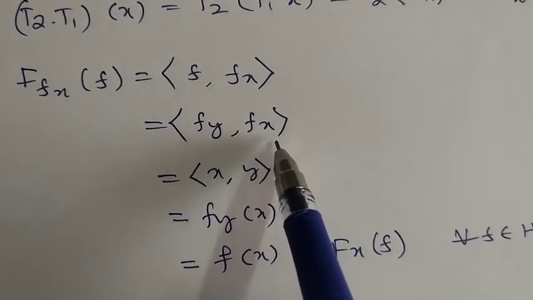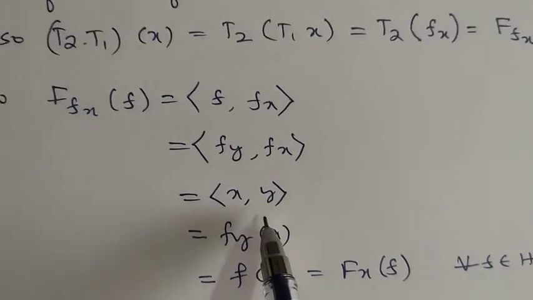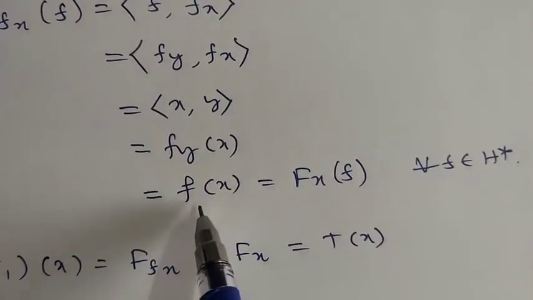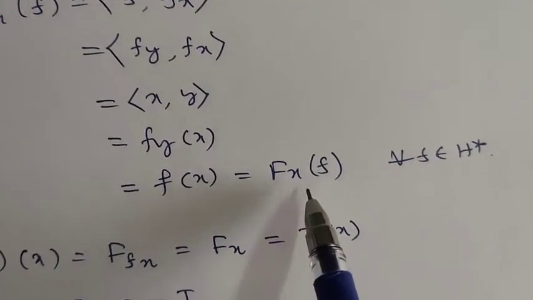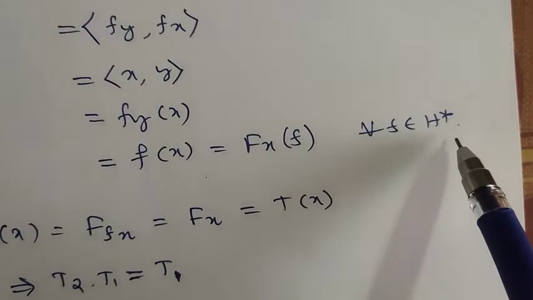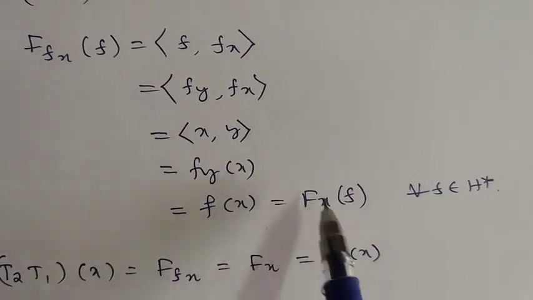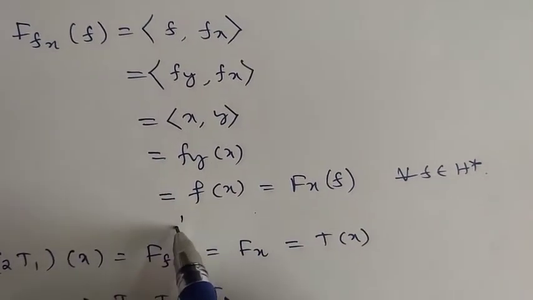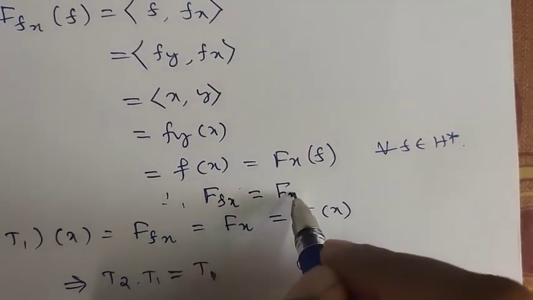So this is equal, by definition, to the inner product of x comma y, which is fy of x. Fy can be written as f itself, so it is f of x. And f of x is nothing but Fx of f by our definition. This holds for every f belongs to H star. Thus, Fx of f is the same, and therefore Fx is equal to fx.